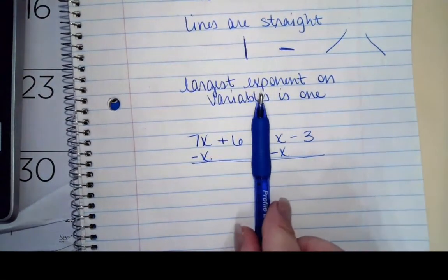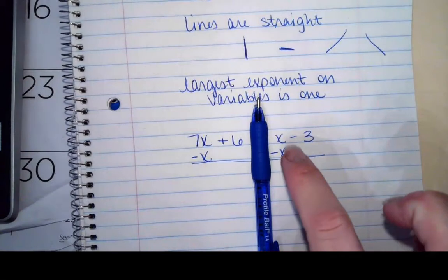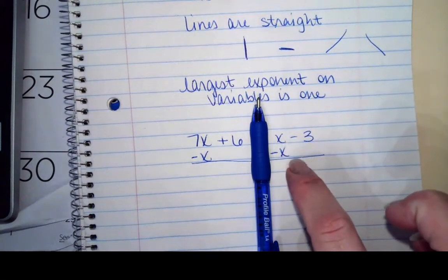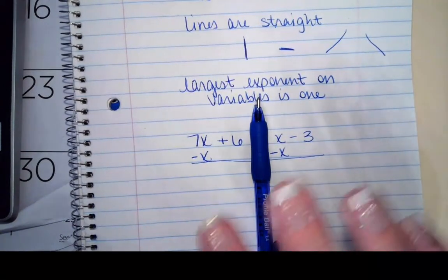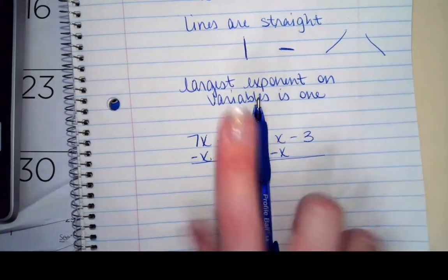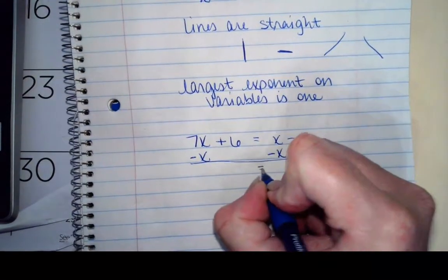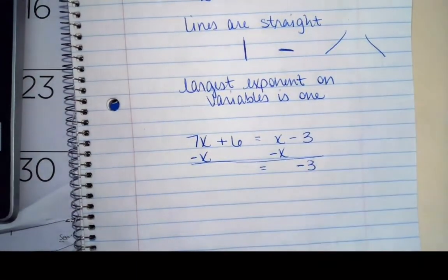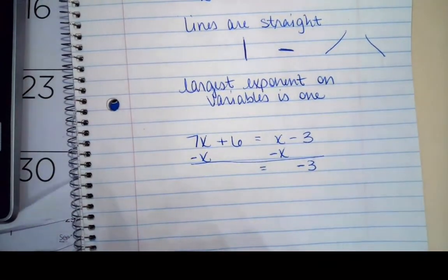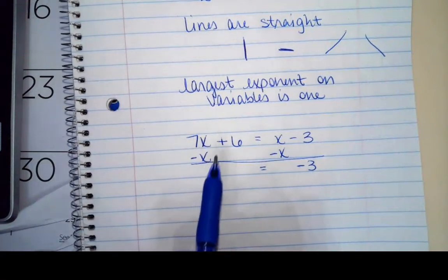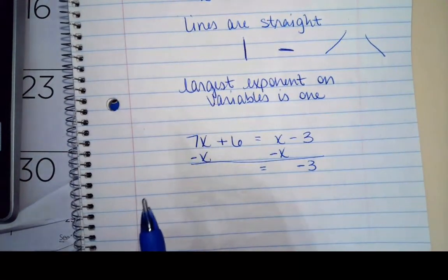So now look what happens. On the right side, I have an x minus an x means how many x's are on the right? No x's. And so that's actually going to equal just a -3. On the left side, I have 7 x's minus 1 x is how many x's?